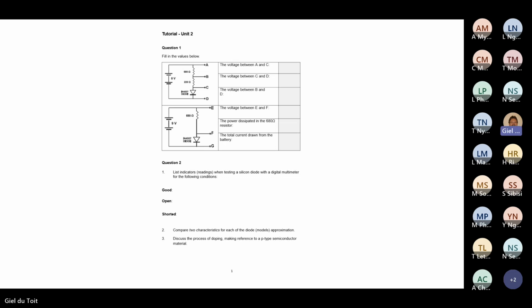Okay. And then let's do the last one. The current drawn from the battery. Now the current is my battery divided by, in this case, sorry, not the battery voltage, but the voltage over the 680 divided by the 680 ohm, and that will give me that value. So it's 8.3 divided by 680. And that gives me 12 milliamp. Guys, does that make sense to you?